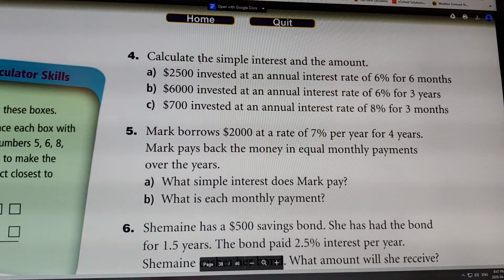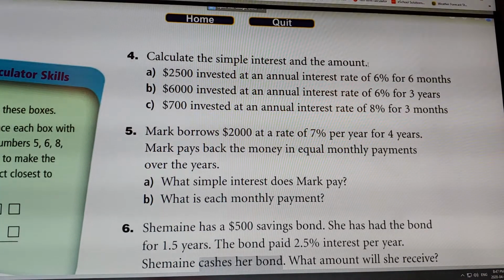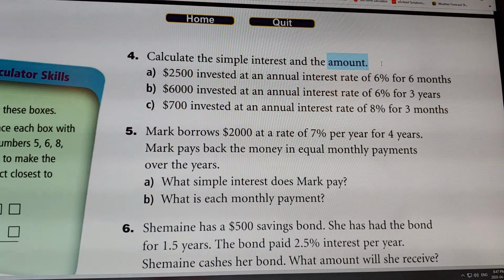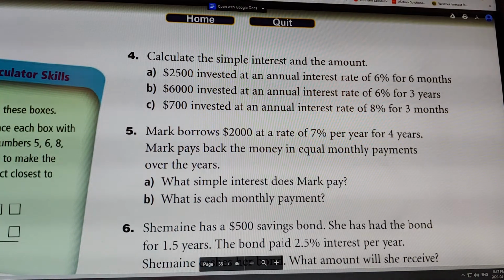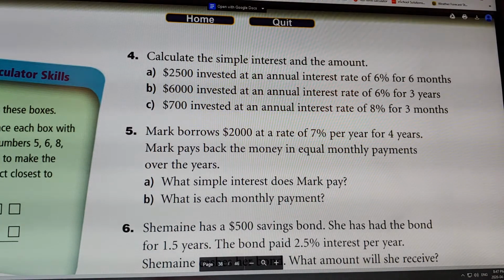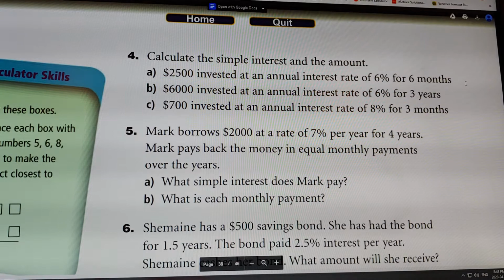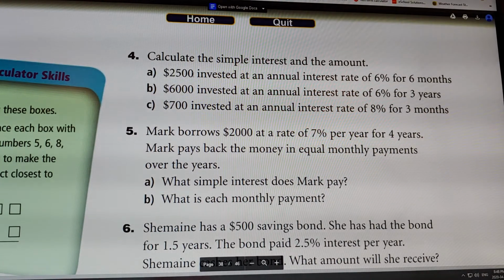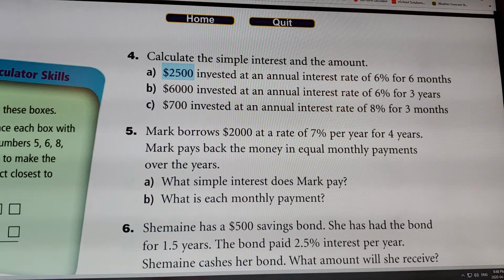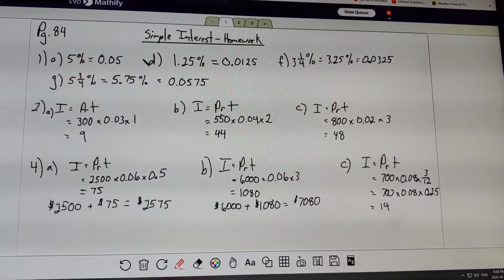Okay, so this one they're saying calculate the simple interest and the amount. So what they're meaning is the amount that you would get back. Okay, so if you invested $2,500 at 6% interest for 6 months, they want to know how much the simple interest is going to be, and then if you cash it out after 6 months, how much you're actually going to get back, because obviously you get your $2,500 back as well as the interest.